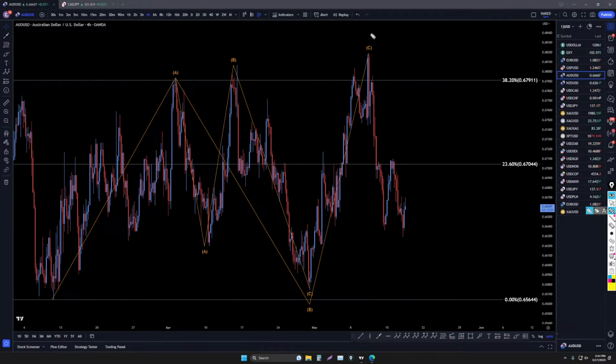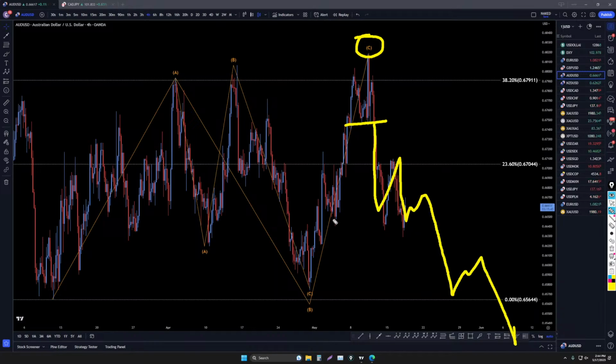So on the Aussie dollar 4 hour, I think at this point this is definitely at the end of a wave C. We definitely have a break of structure. I think that any moves that we see to the upside at this point are just going to be corrections to the downtrend, telling me that really the best opportunities for us are probably going to be looking for shorts in a downtrend for the continuation of this downtrend.